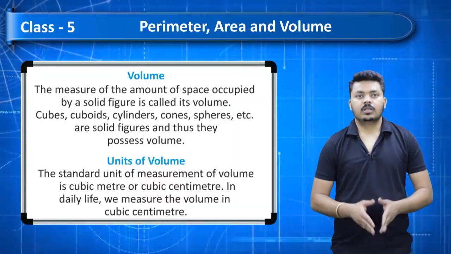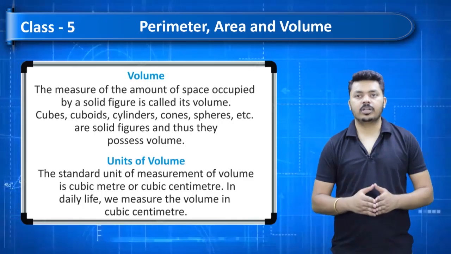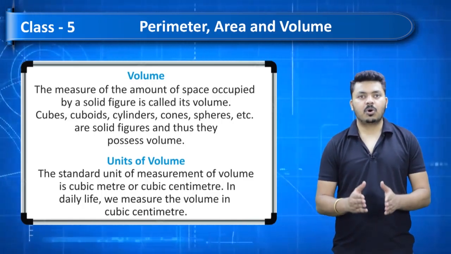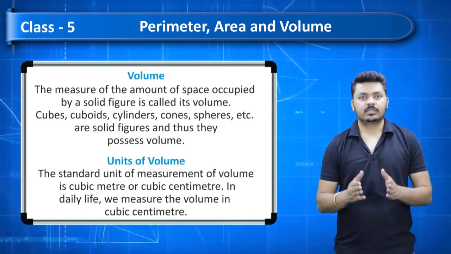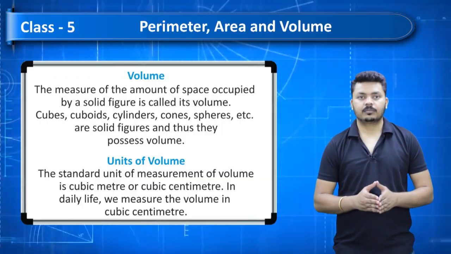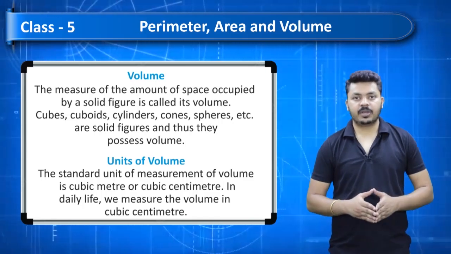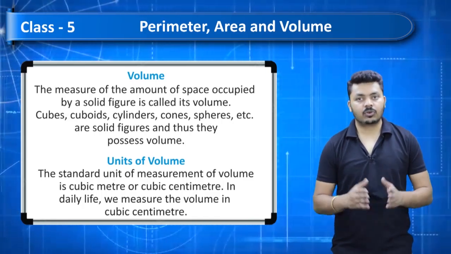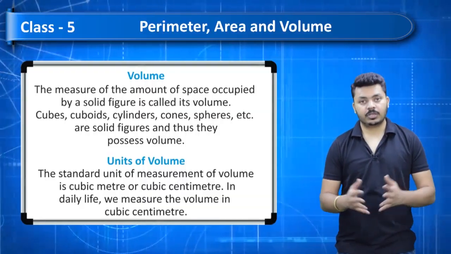Volume. The measure of the amount of space occupied by a solid figure is called its volume. Cubes, cuboids, cylinders, cones, spheres, etc. are solid figures and thus they possess volume. Units of volume. The standard unit of measurement of volume is cubic meter or cubic centimeter. In daily life, we measure the volume in cubic centimeter.